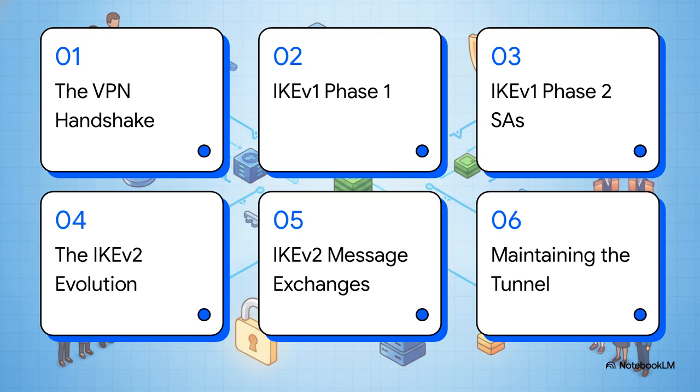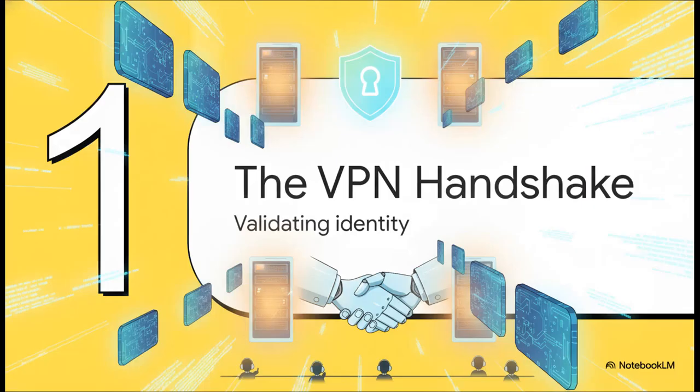Here's our roadmap. We'll start with the VPN handshake problem, look at IKEv1 Phase 1 setup, and then Phase 2 SAs. After that, we'll dive into the IKEv2 evolution, check out IKEv2 message exchanges, and wrap up with maintaining the tunnel. Section 1, the VPN handshake problem.